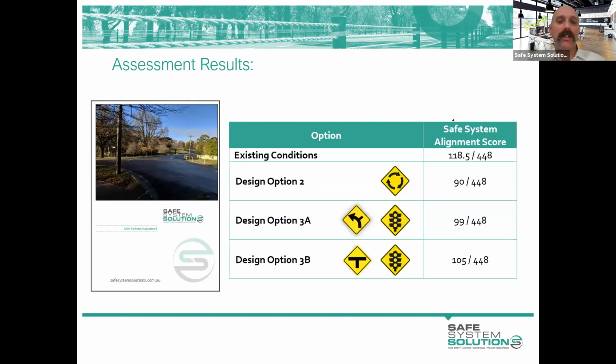And then you can start to get these whole numbers out, and you can see here the overarching existing conditions. We had a score of 118.5 out of 448. The roundabout brings it down to 90. The signals on the modified T is 99. Signals on the standard T is 105. So from this immediately, we know that the roundabout is going to give the best alignment with safe system principles. All the options get us a better alignment with safe system principles.